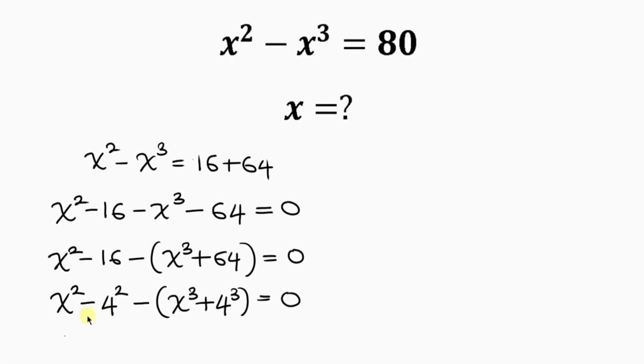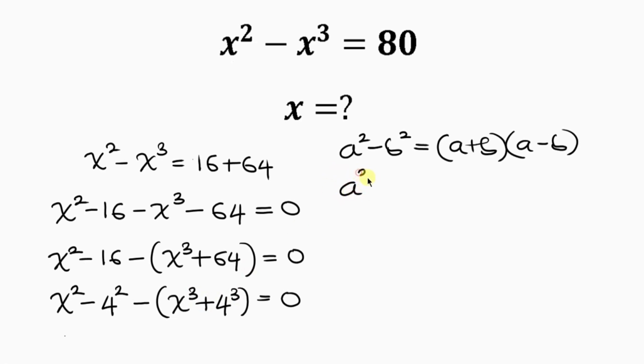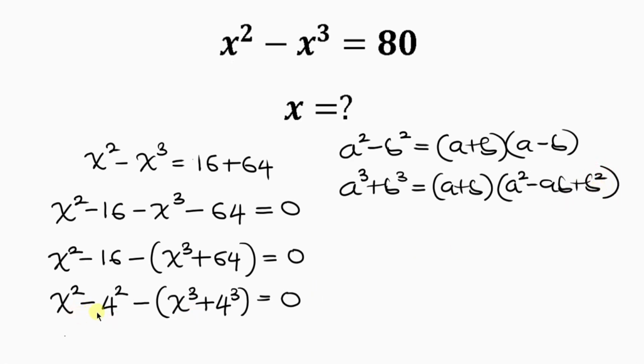Now we have two expressions here. We have one of the expressions to be a difference of two squares and the other expression to be in the form of the sum of two cubes. For difference of two squares, let's say for example, when I have a squared minus b squared, this can be expressed as a plus b times a minus b. So this is the one for difference of two squares. While the one for sum of two cubes, for example, when I have a cubed plus b cubed, this can be expressed as a plus b times a squared minus ab plus b squared. Now we're going to be expressing this like this and this like this.